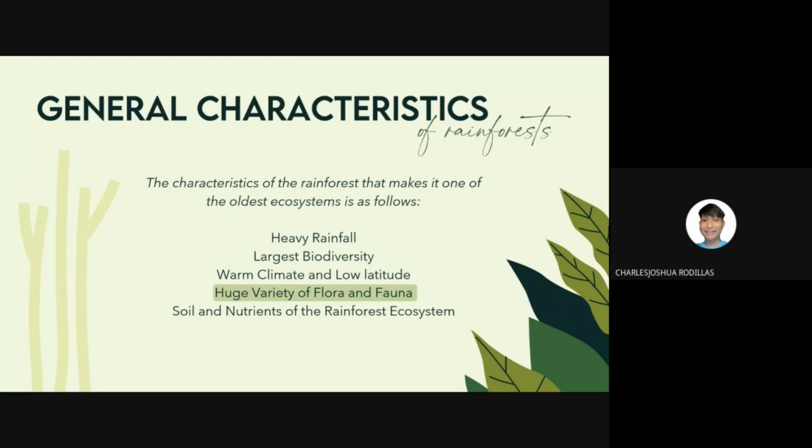The rainforest is a treasure of a huge variety of mammals, amphibians, insects, freshwater animals, and etc. As the vegetation of the rainforest remains, it will continue to support millions of plants, trees, medicinal plant species, and etc. Next, and lastly, the soil and nutrients of the rainforest ecosystem.